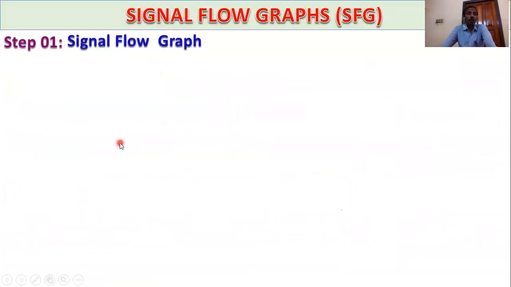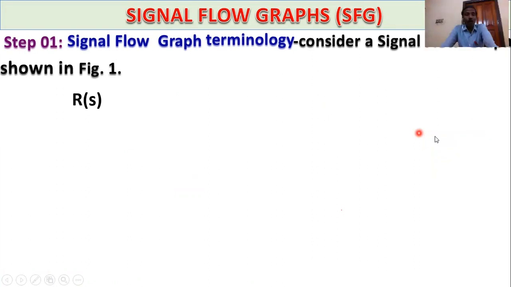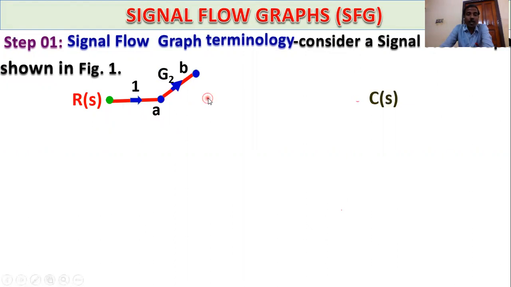Signal flow graphs, step 1. Signal flow graph terminology. Consider a signal flow graph shown in figure 1. Suppose R(S) is the reference input and C(S) is the output. Then another node A and the branch gain 1. A to B, the branch gain G2, and B to C, the branch gain G4, and C to D, the branch gain G6, and D to C, the branch gain 1.